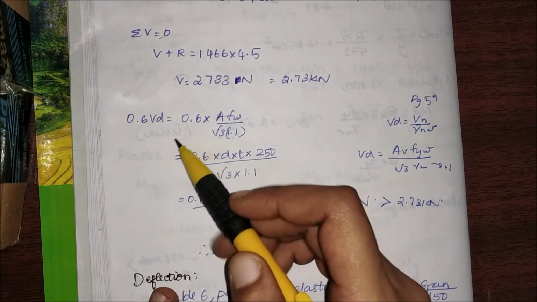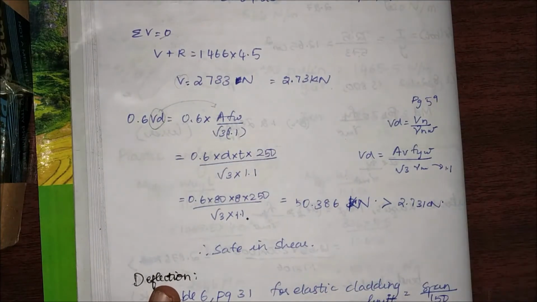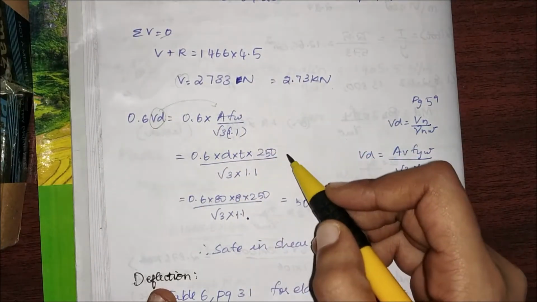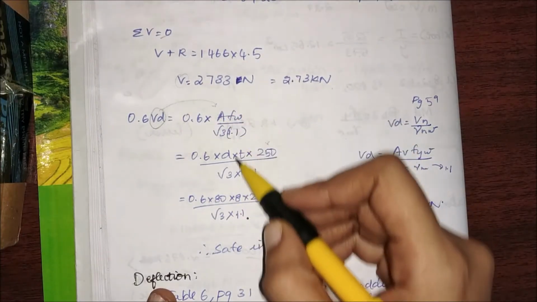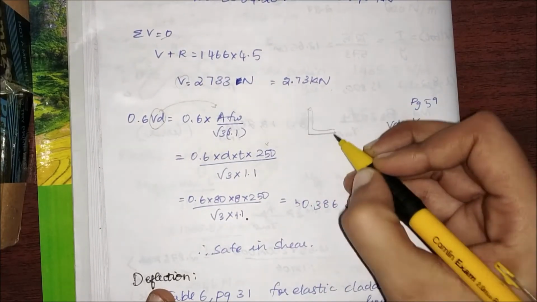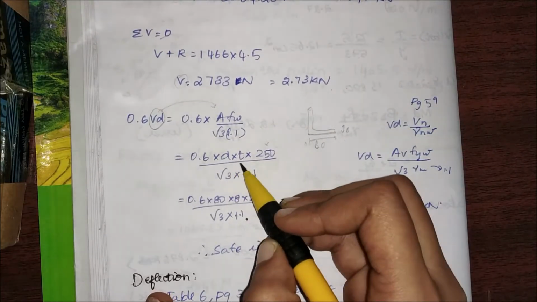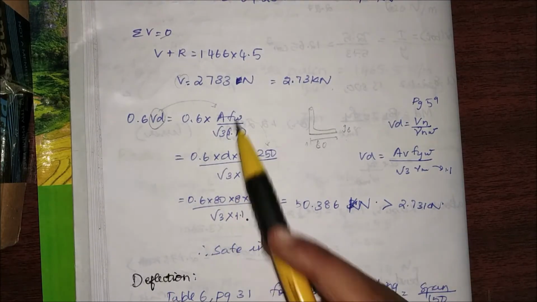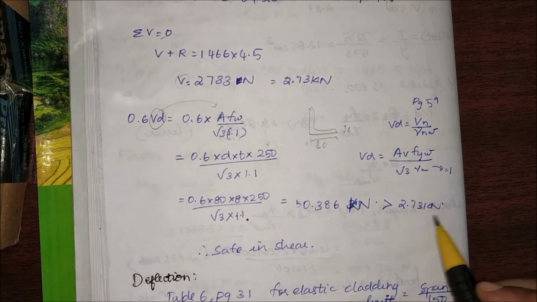So 0.6 VD is nothing but you have a formula for VD. You can find all this in IS 800. It is very simple: 0.6 into A into FW divided by root 3 into 1.1, where FW is the yield strength of the steel and the area is D into T. The section you have taken is an angle section, 80 into thickness 8 mm. So the area is 80 into 8, and with 250 substituted, you get that 0.6 VD is equal to 50.38 kilonewton, which is greater than 2.73 kilonewton.